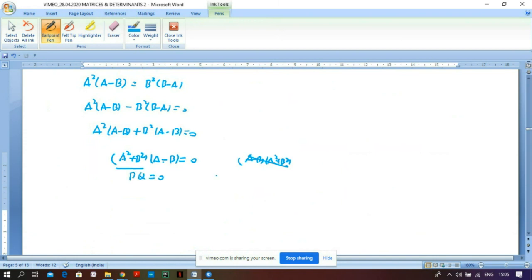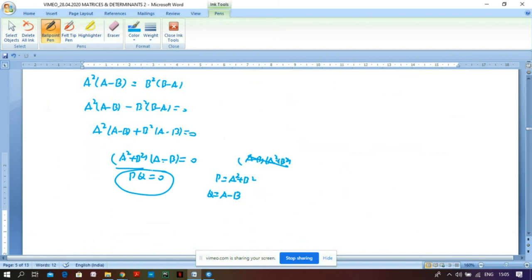Now let's call it P and let's call it Q. So PQ equals 0. P is the matrix A square plus B square. Q is the matrix A minus B. So we have two square matrices, of course of the same size, whose product is 0. So the product of P and Q is 0.